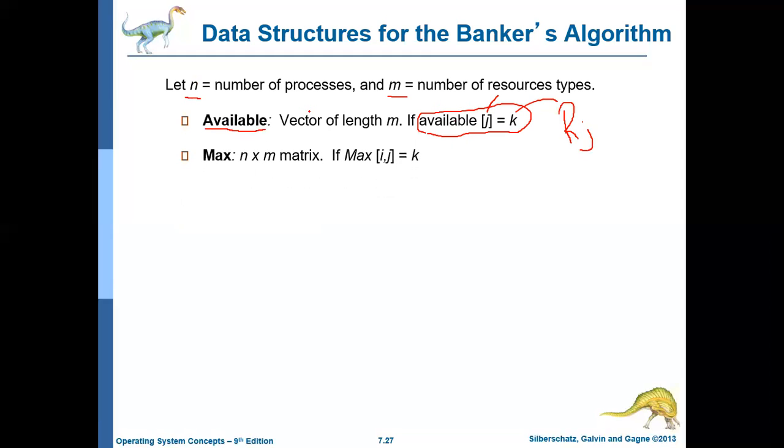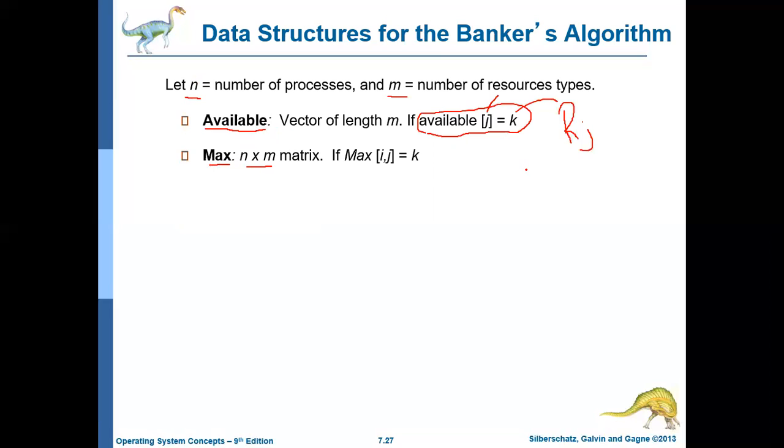So this is the first data structure. Available is the first data structure, which is a vector. Available of j equals k means there are k instances of resource j available with the operating system. The next data structure is a matrix, max. It is an n cross m matrix. We know that n is the number of processes and m is the number of resource types.